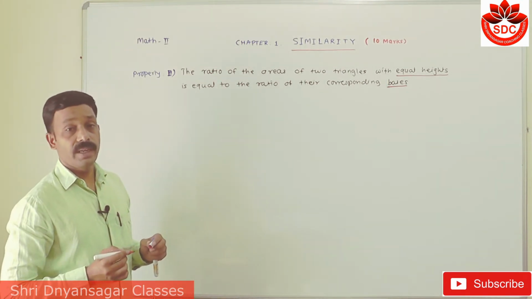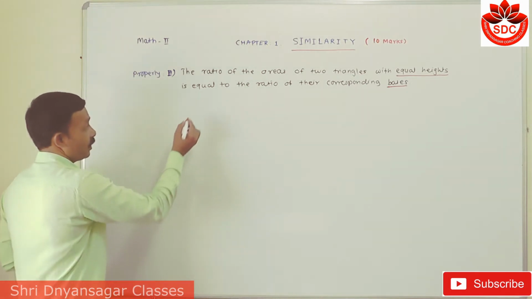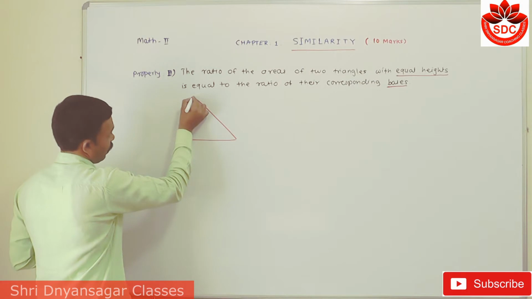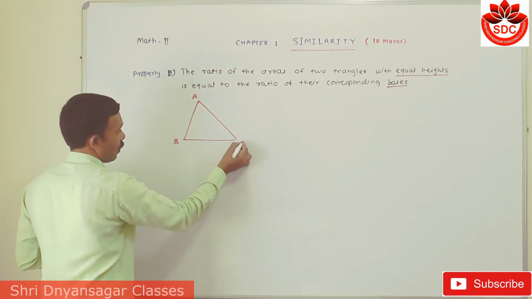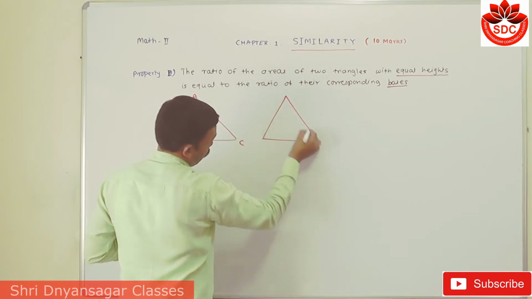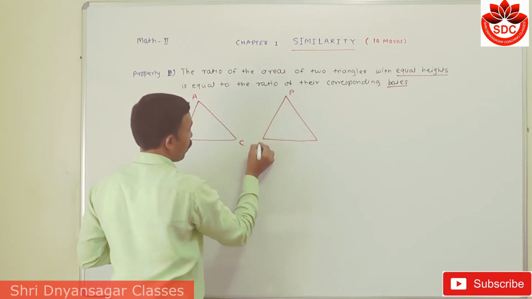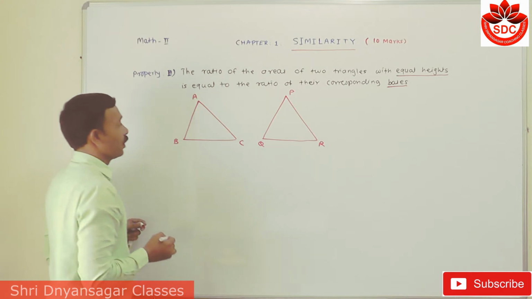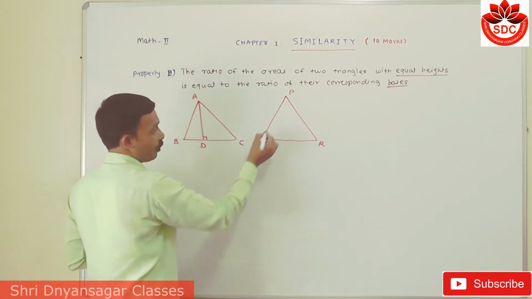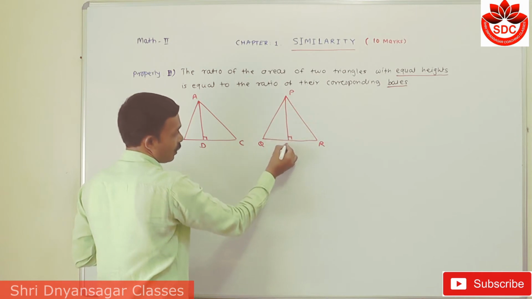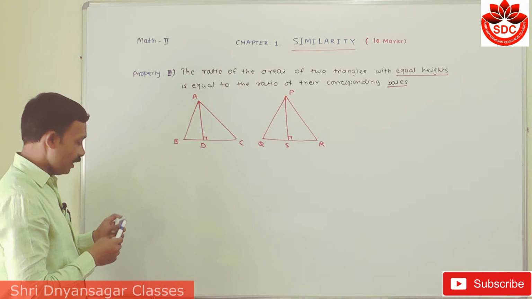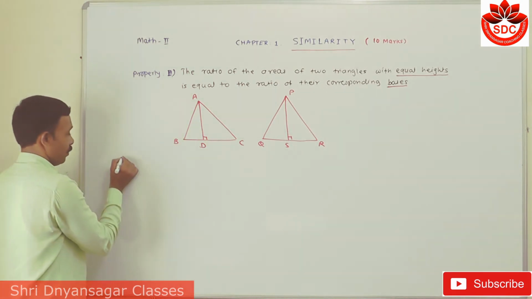Now, for this we take two triangles here. First, suppose this is triangle ABC and another triangle is triangle PQR. Now we draw the heights here: suppose AD is perpendicular to DC, and the height PS is perpendicular to QR. Then by using this we write what is given.